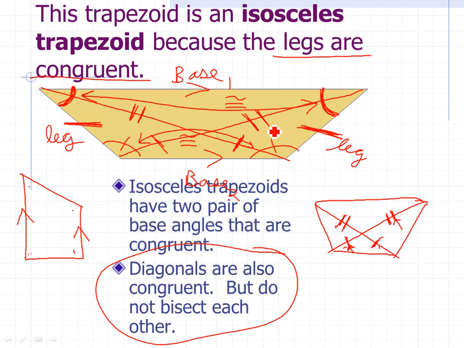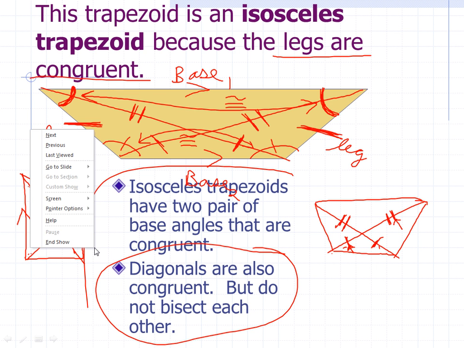So don't get all those properties confused with rhombus, rectangle, square, parallelogram, and all the other stuff. Now, the diagonals in any other trapezoid, do these two parts have to be equal? No. These two parts? No. So all this only works for an isosceles trapezoid.